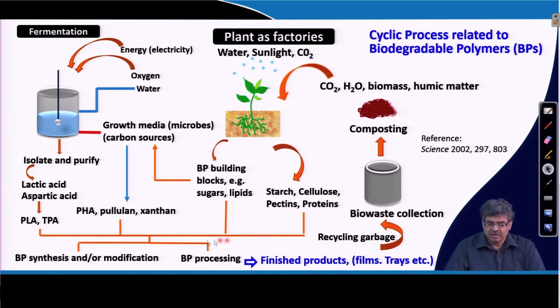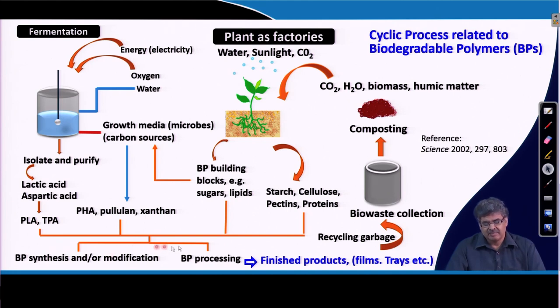So, there are four different ways we can synthesize biodegradable polymers, but the source has to be from plants. They can directly produce biodegradable polymers, they can produce monomers which can be converted to biodegradable polymers, they can produce monomers which can be converted to biodegradable polymers using microbes, or they can be converted to other monomers by a fermentation process, which can again be polymerized to produce biodegradable polymers.